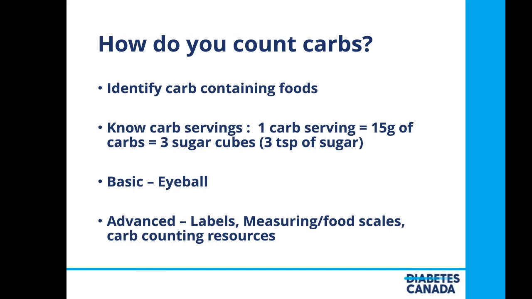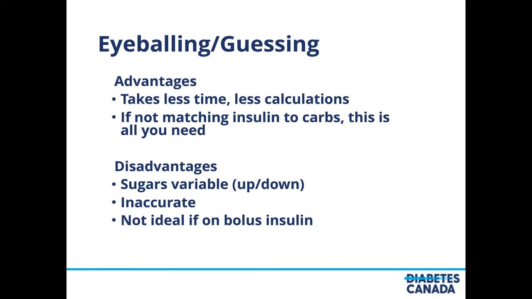So what are some advantages of eyeballing? Well, eyeballing obviously takes less time and involves fewer calculations. You look at the meal and identify what is carb and what isn't. Like I said, if you're not on a mealtime insulin, you're just on oral agents, metformin, nothing, or a background insulin, then this is ideal for you. The disadvantages are if you're not quite sure and one meal has a lot of carb, the sugars will be higher after that meal. Or if you thought a meal had carbs and it doesn't, your sugars can be a little bit lower.